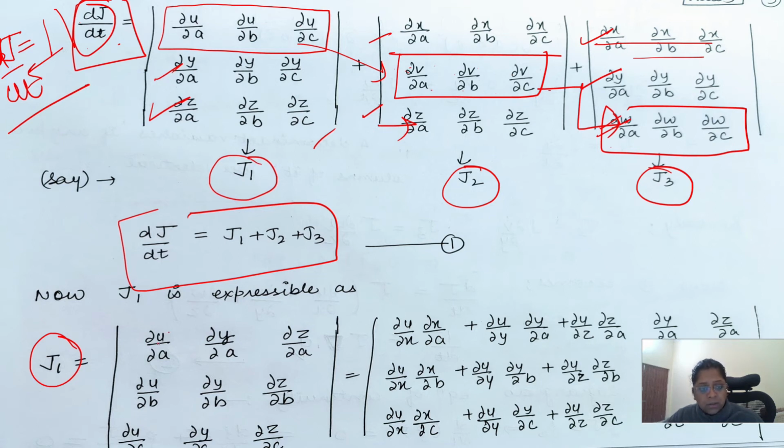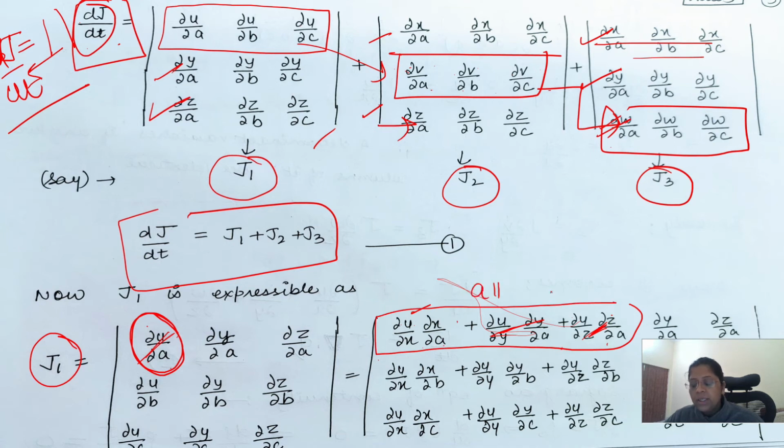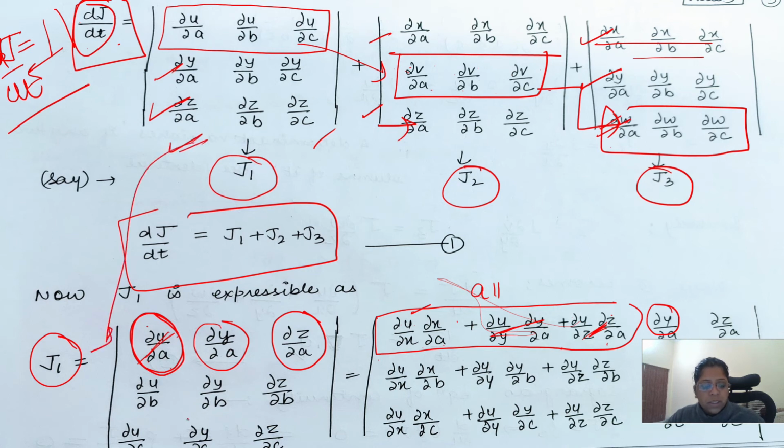Now we can multiply this: del u by del x times del x by del a. Fine. Similarly we will do it with y here, and similarly for z. We have only expanded del u by del a as del u by del x times del x by del a, plus del u by del y times del y by del a, plus del u by del z times del z by del a. This is the first term, the a11 element, and then this remains the same, del y by del a, and del z by del a. Okay, I think they have taken the transpose here.